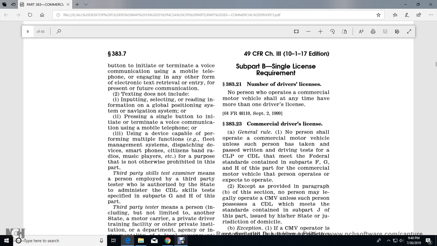Alright, Part 383, Subpart B, the single license requirements. 383.21, number of driver licenses. No person who operates a commercial motor vehicle shall at any time have more than one driver license.